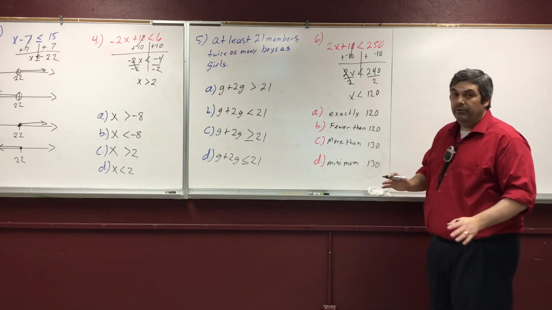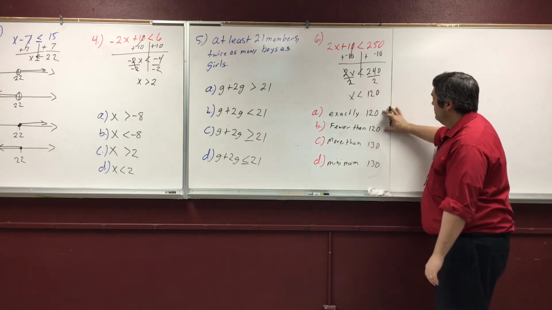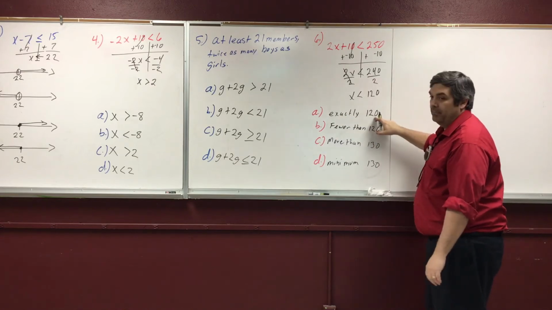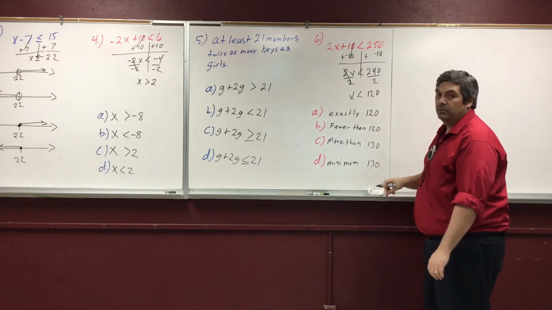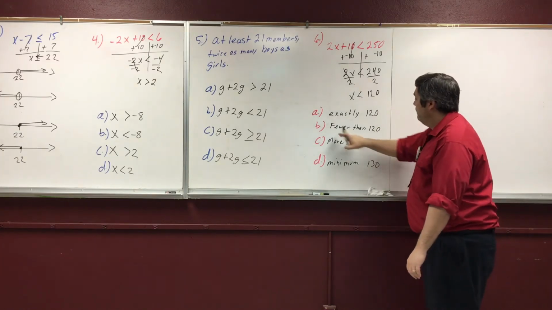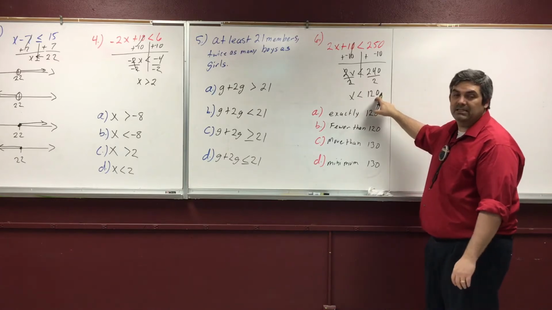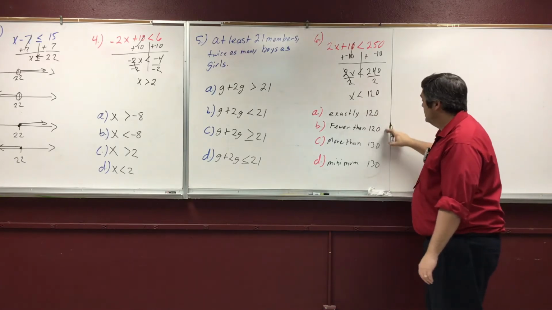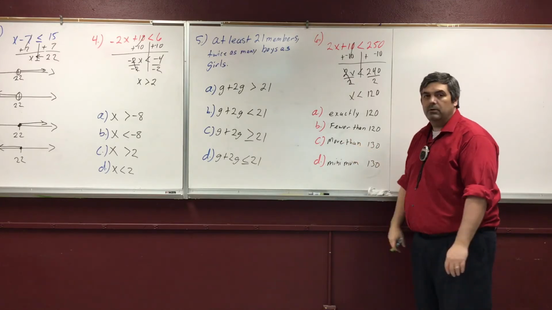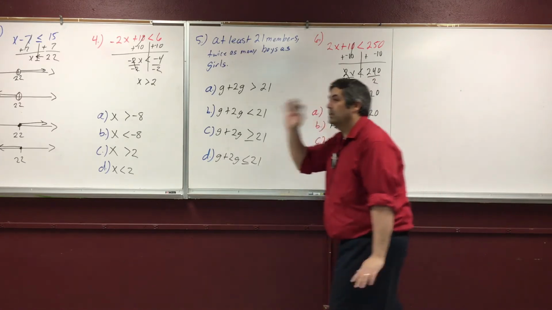So anything with 130, we can eliminate. That's gone, so now I'm down to these. Now, the easy part about this is, is it exactly 120? Nope, it's not exactly 120. Exactly 120 would be an equal sign, okay? Fewer than 120, well, x is less than 120. Yeah, that's it right there. Less than 120. More than 130, minimum 130, no, those don't work for us. Guys, these we've got to get.